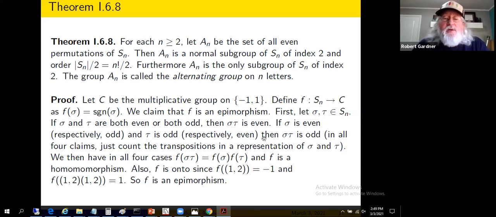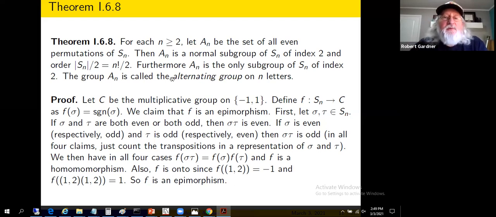And in each case, what we have is that F of sigma tau equals F of sigma times F of tau. For example, if sigma and tau are both odd, F of sigma is -1, F of tau is -1, sigma tau itself is even, so F of sigma tau is +1. So we get +1 equals -1 times -1. It's just a matter of checking those 4 cases. So we actually do have a homomorphism because we've got this behavior here. F is onto, that's easy enough.